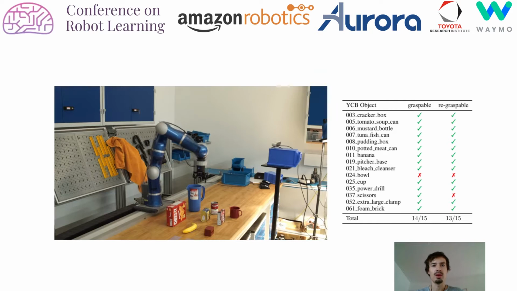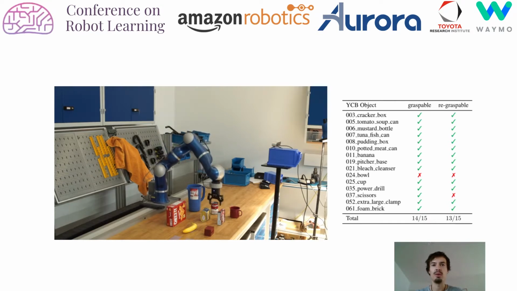To further automate our method, we carry out a simple top-down grasping study. All objects but one are directly graspable with this approach, and for all but two, the robot is able to successfully regrasp them after placing. This presents a simple way of even further reducing human intervention in our pipeline.